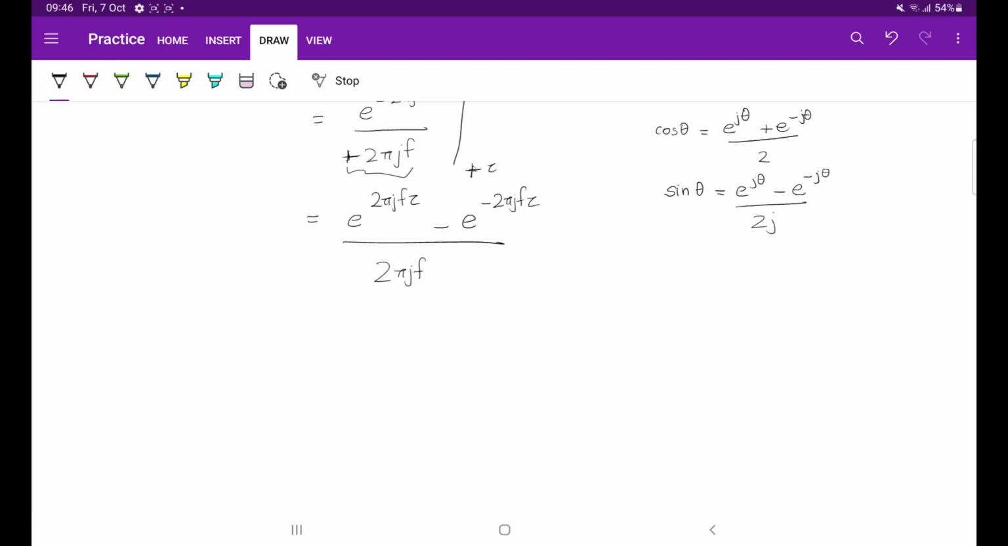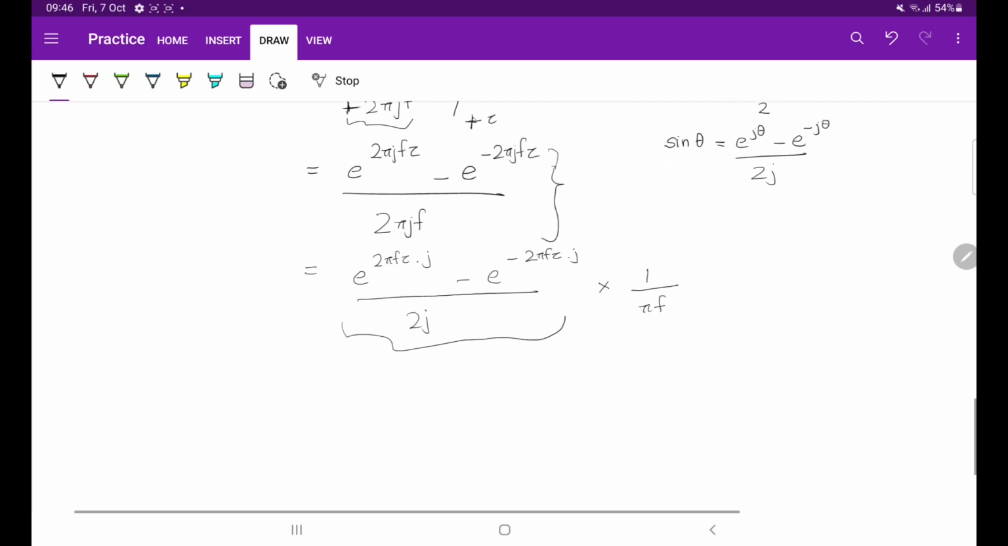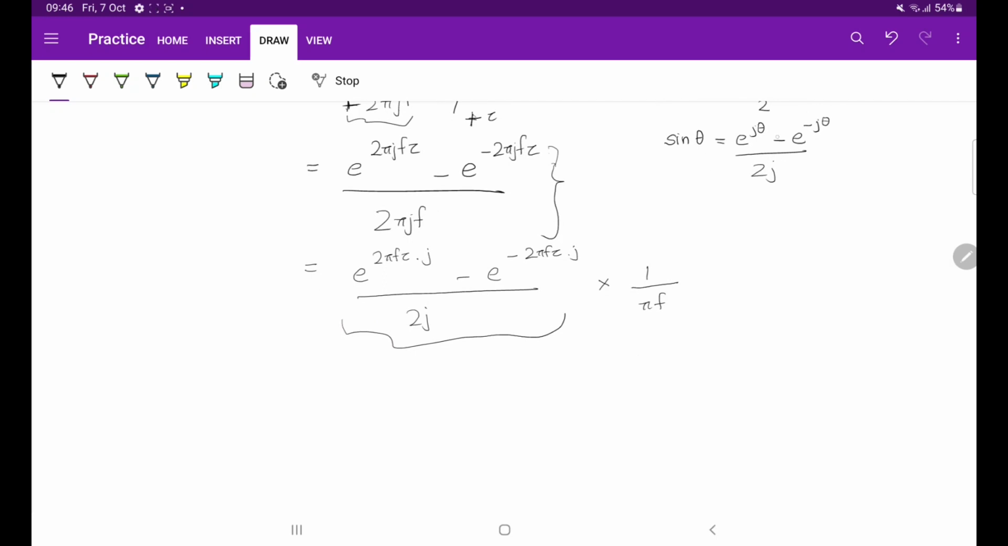Here, can you find out what this is going to be? Whether it's going to be sine theta or cos theta. If you divide by pi f on that side, and separate these portions, you can find a similarity with the sine theta equation. Instead of theta, there is 2 pi f tau. So instead of theta, there's 2 pi f tau, and otherwise all are similar. So instead of sine theta, you can write it as sine 2 pi f tau.